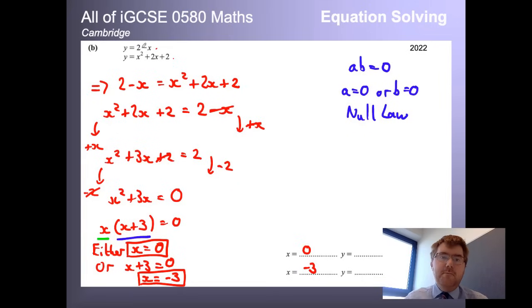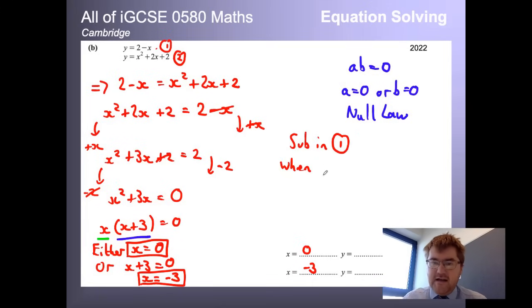So we're going to substitute back in one of our equations. Generally, the linear equation, the top one, is the easiest one to do. So now we're going to sub in 1. Now when x is equal to 0, y is equal to 2 minus 0. So that's equal to 2.